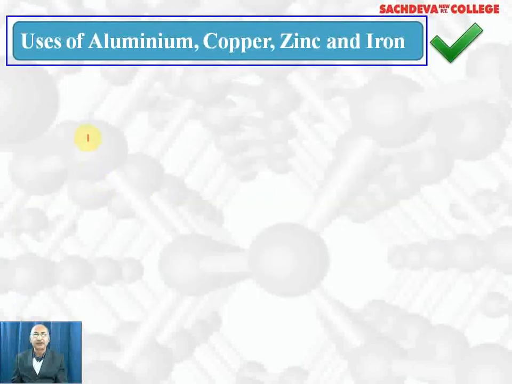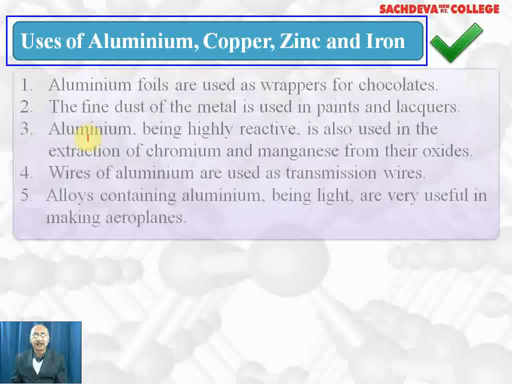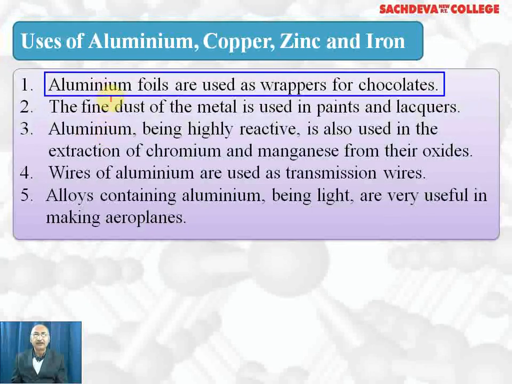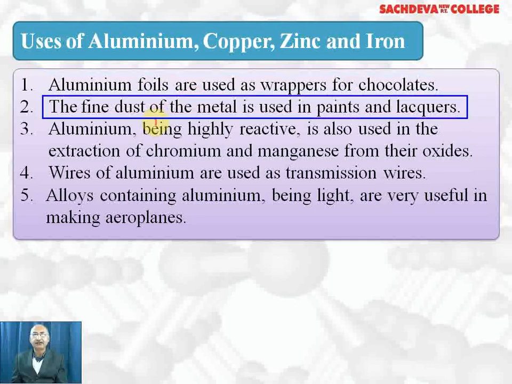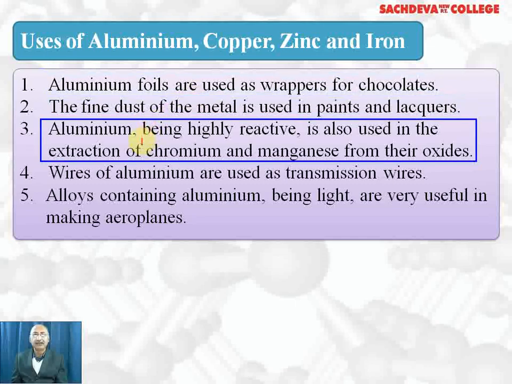Next topic is uses of aluminium, copper, zinc and iron. First we take aluminium. Aluminium foils are used as wrappers for chocolate, for medicines and for cigarettes. The fine dust of aluminium metal is used in white paints and lacquers. Aluminium, being a highly reactive metal, is also used in extraction of chromium and manganese from their oxides. It is also used in thermite welding or aluminothermy, in which aluminium is reacted with ferric oxide to give molten iron, which is used for repairing broken railway tracks.